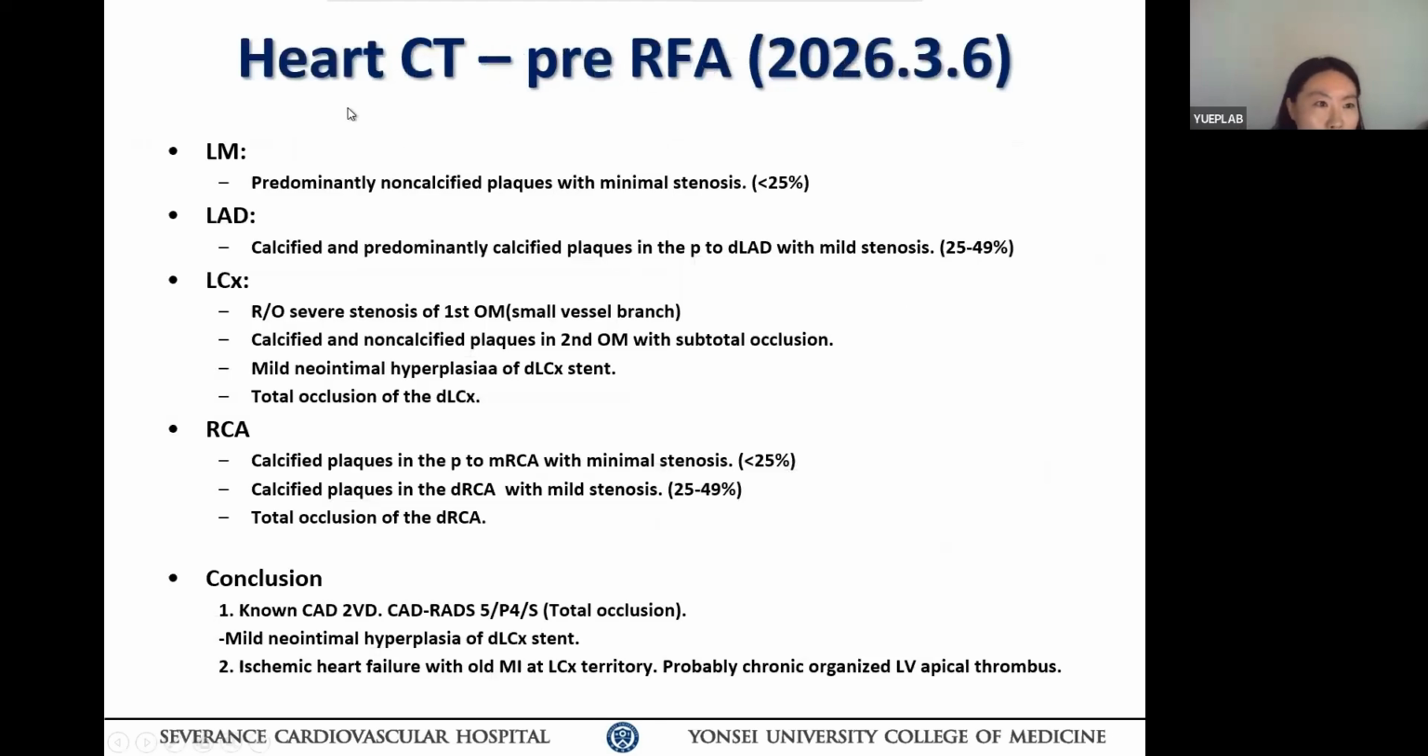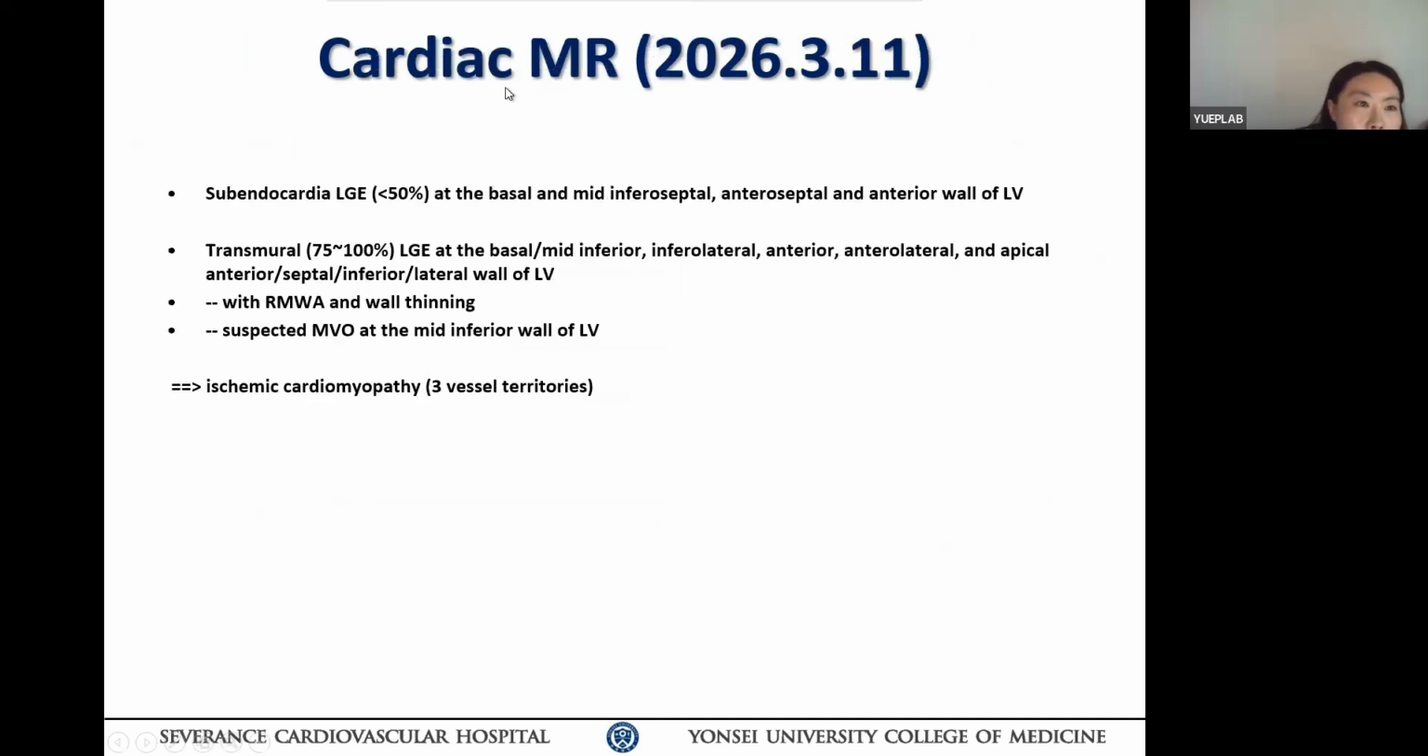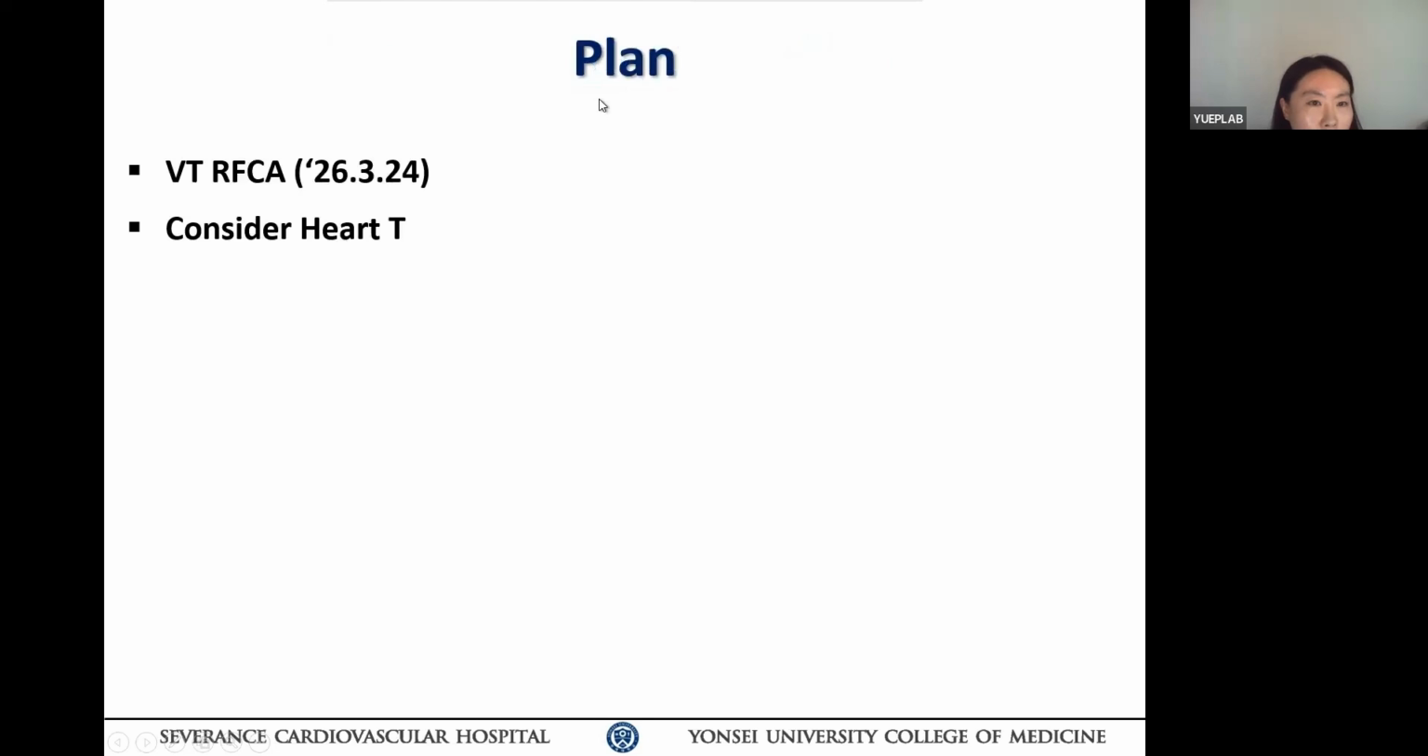After the admission, he had a heart CT. The conclusion is like this, and he also underwent an MR. The MR also showed results. So he's discharged now, and he's going to be readmitted later for the VT RFCA. And I think for the long-term plan, we should consider heart transplantation. Thank you for your attention.